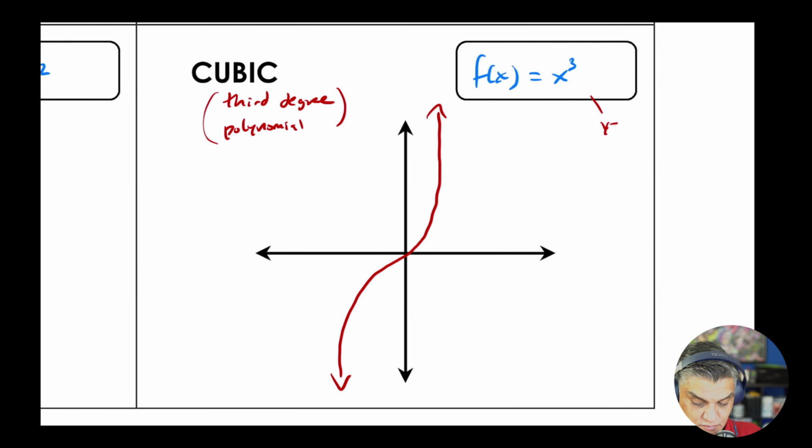Another way to look at this is y equals x cubed, you just have all 3 points hitting at 0, 0. That's called the multiplicity. We'll talk about that later. But that's your basic parent function.